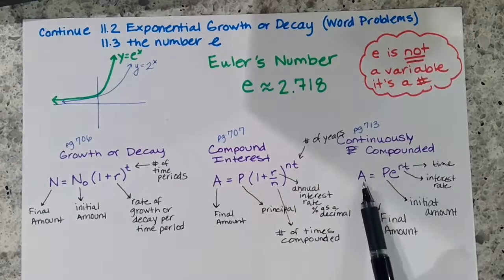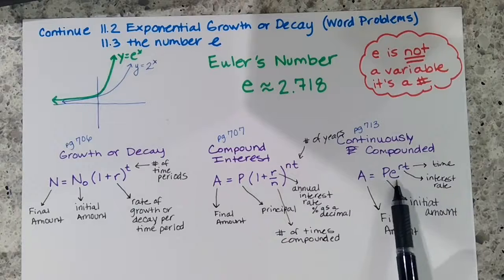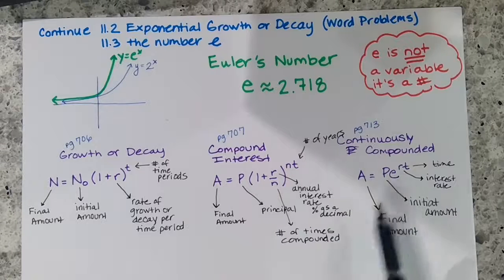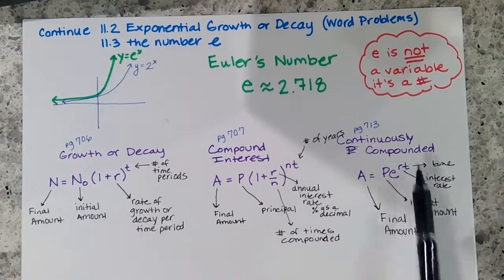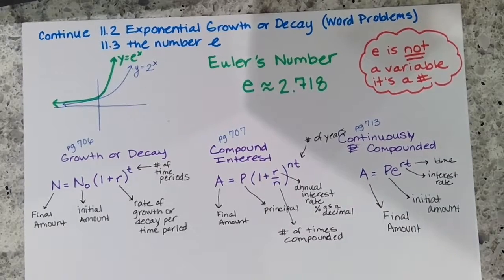Continuously compounded, same thing, final amount, initial amount. E is not a variable, e is 2.7, or you can just use that button in your calculator. Interest rate as a decimal, and then the time. All right, now we have all the formulas.